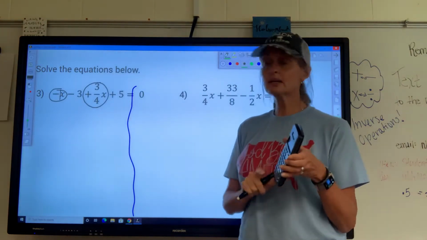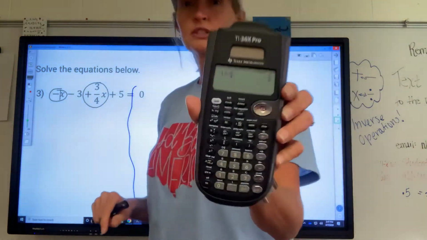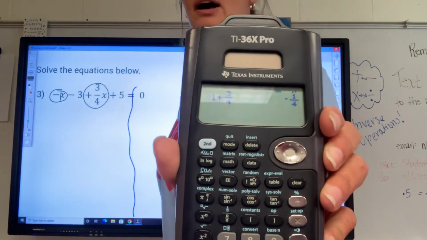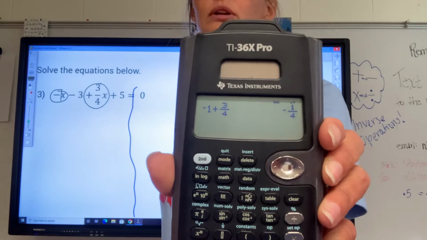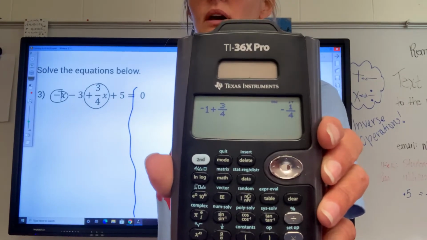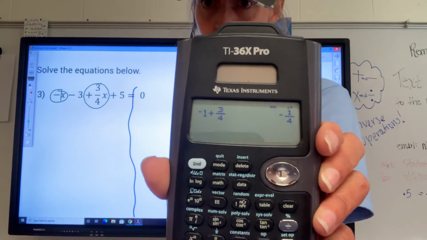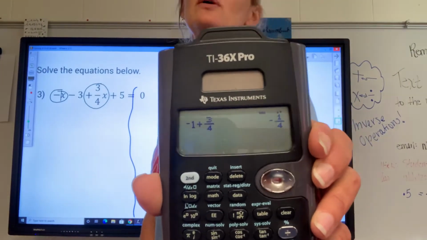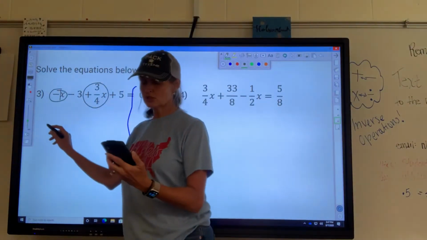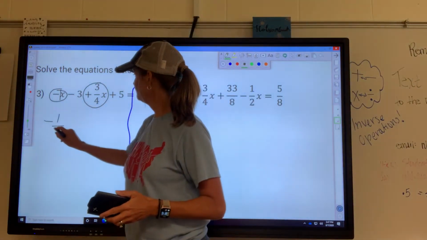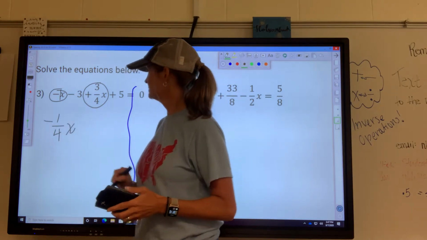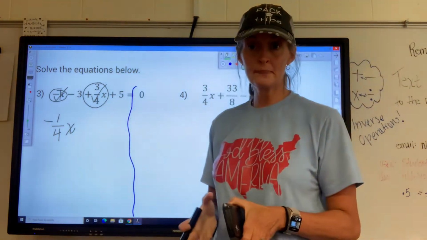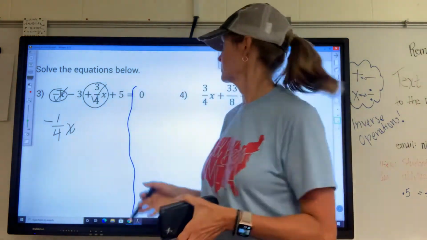So if I plug in negative 1 plus 3/4, I get negative 1/4. Now, notice I did not put the x in there. I've only put the coefficients. So I only put the numbers in my calculator because I know the x is going to stay. So I'm not worried about putting the x in there. I'm worried about putting the coefficients in there. Oops. So I'm left with negative 1/4 x. So that term and that term are taken care of because I put them in one pile because they're the same kind of term.